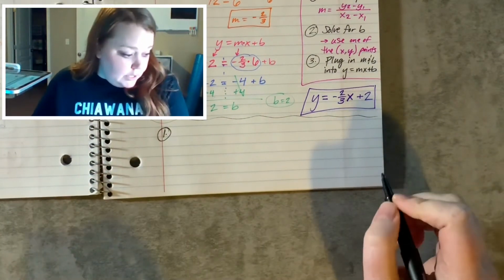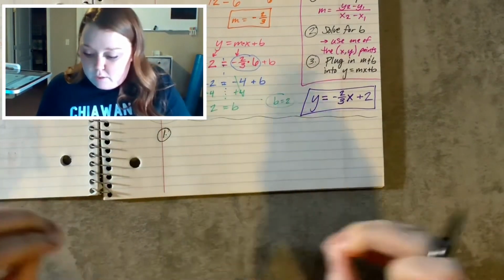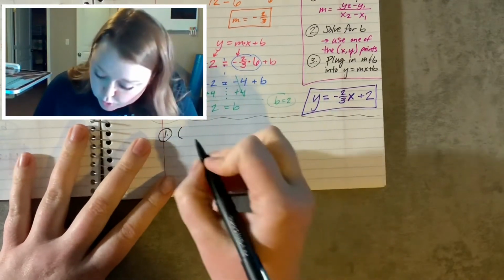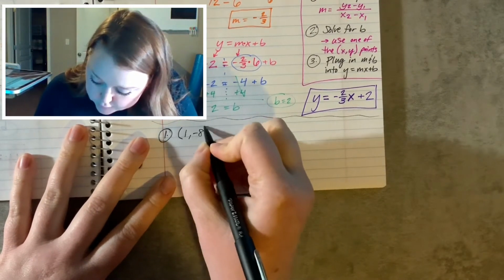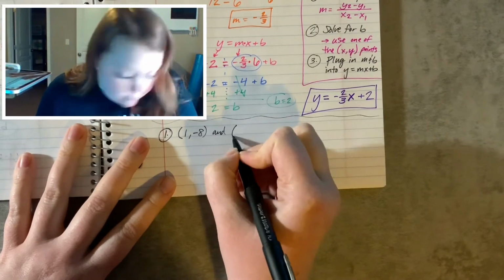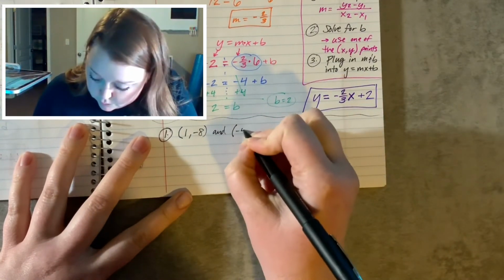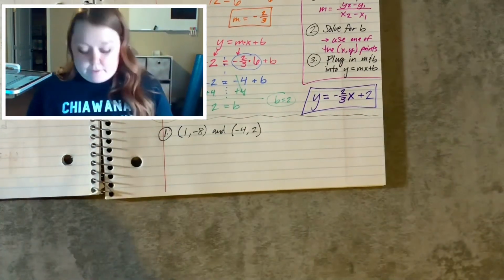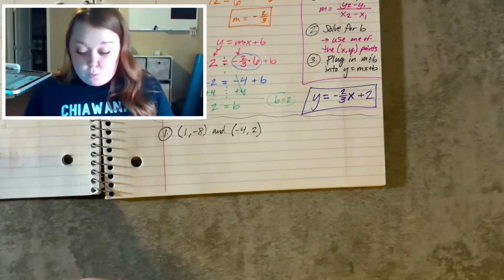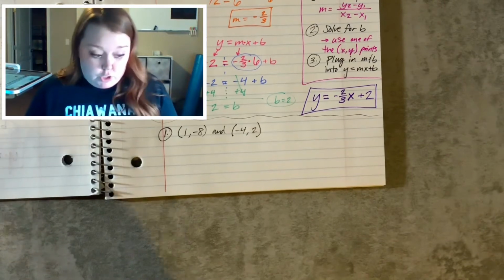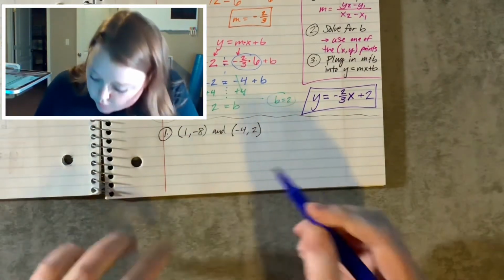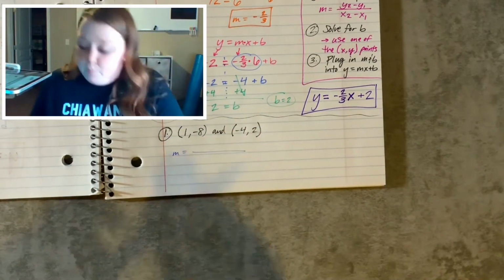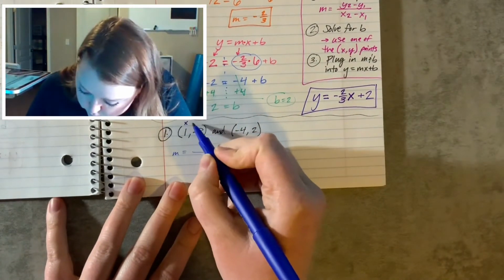Okay, same sort of thing. I'm not going to write out all the directions, but here are the 2 points that the line goes through. (1, -8) and (-4, 2). Okay, we always start with finding slope. That's your first move. So let's go ahead and do that. If you need to label your points, label your points.